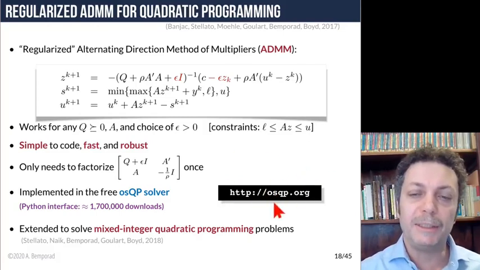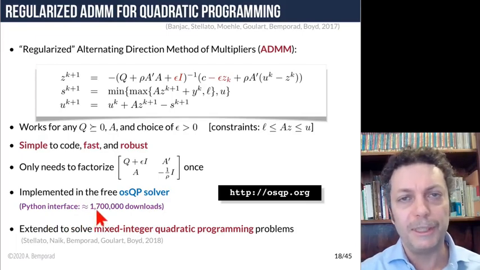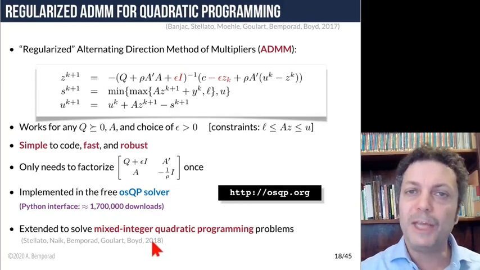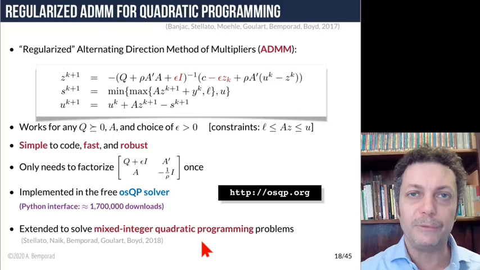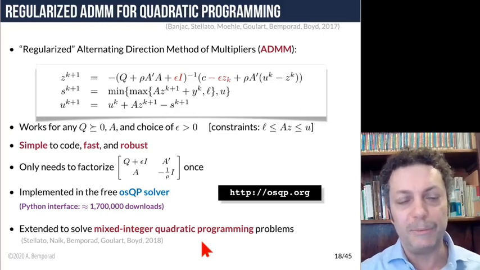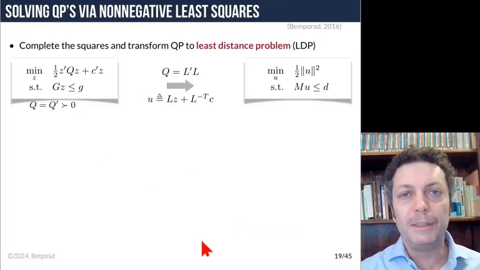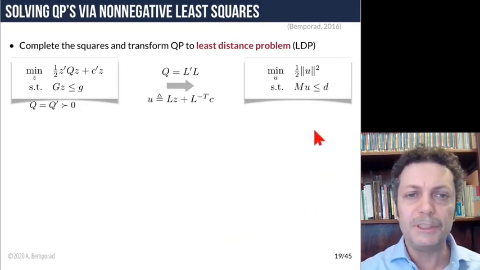And this is implemented in the OSQP solver. You can download from here. And it has been downloaded several times. The Python interface has been downloaded more than 1.7 million times. And we have extended this also to solve mixed integer quadratic programming problems for solving hybrid MPC in an embedded platform. This is another method I investigated recently.